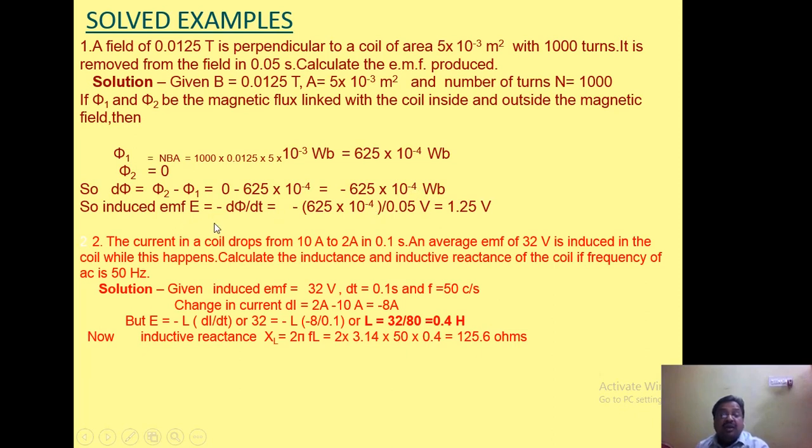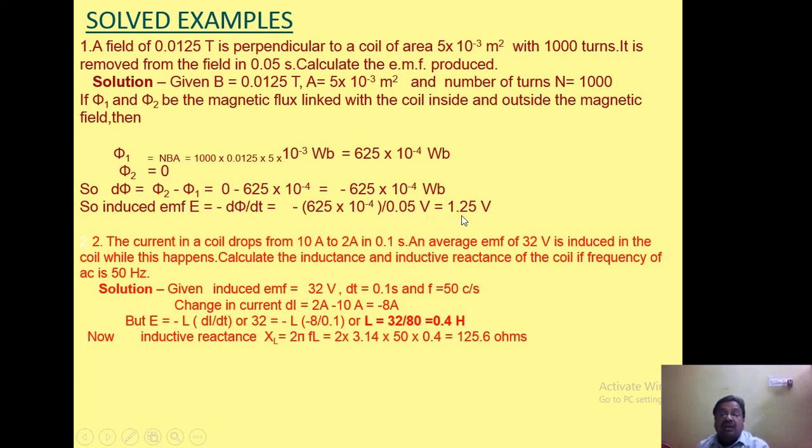So induced EMF E equals minus d phi by dt. Substitute d phi and dt. This is the value. So it is minus minus 625 into 10 to the power minus 4 divided by 0.05 volt.